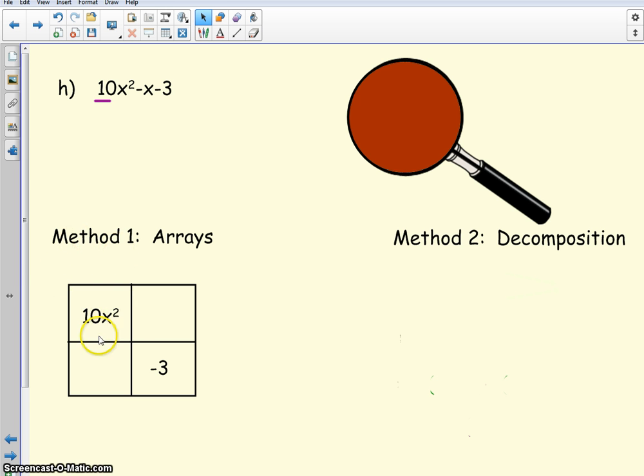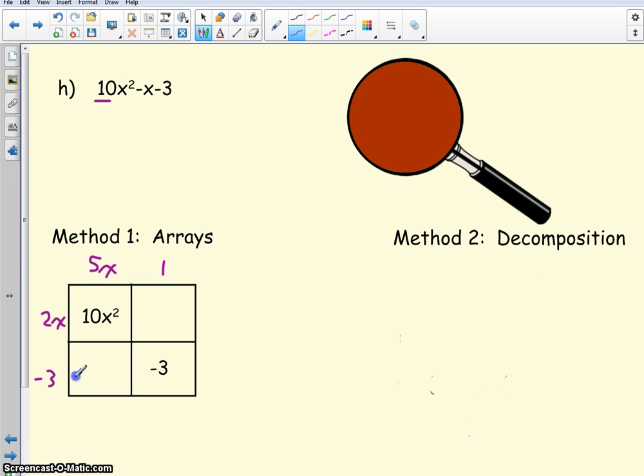So what you want to do here is try something that will multiply to 10x squared. So let's just say I want to try 5x and 2x as a possibility. And then you can try something that multiplies to negative 3. So again, let's just say negative 3 and 1. And what we're going to do is try the array and see if it works.